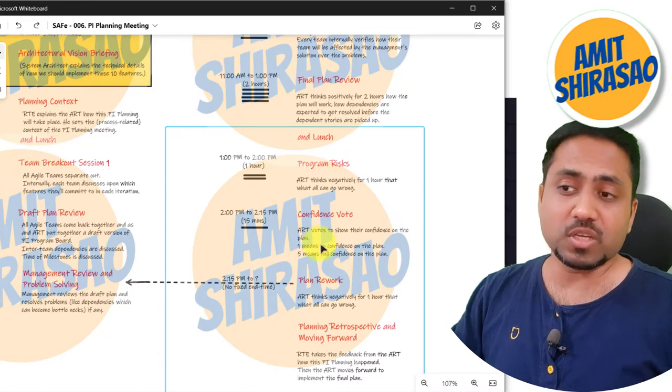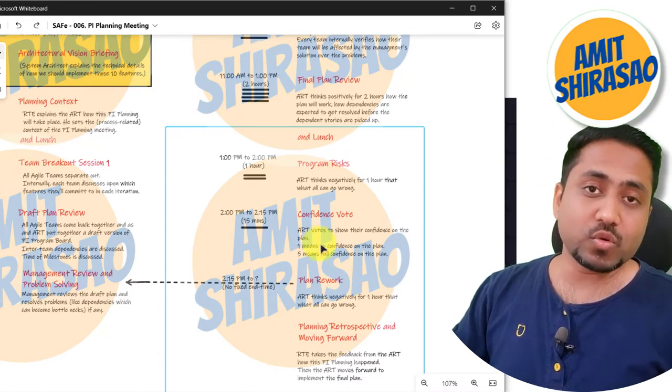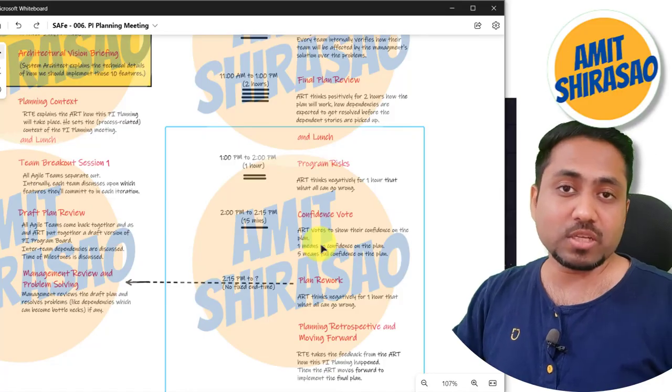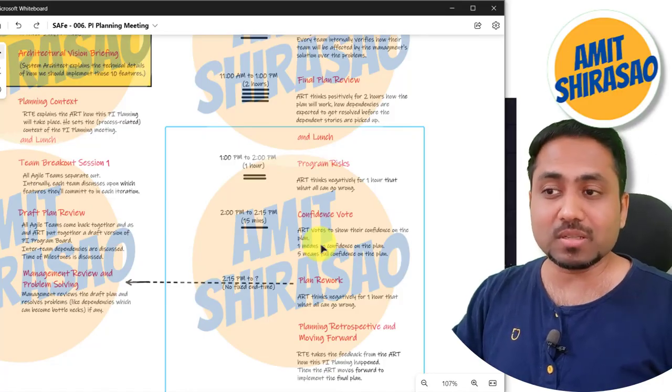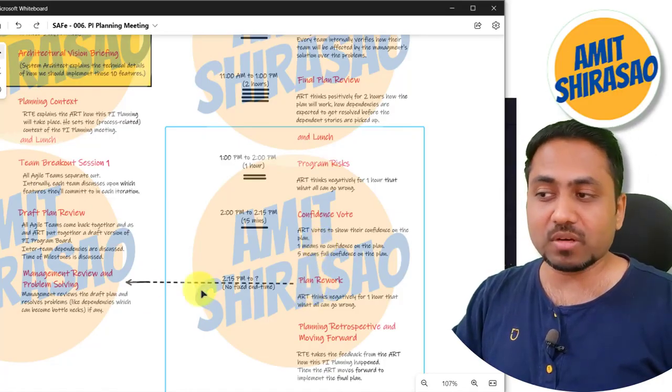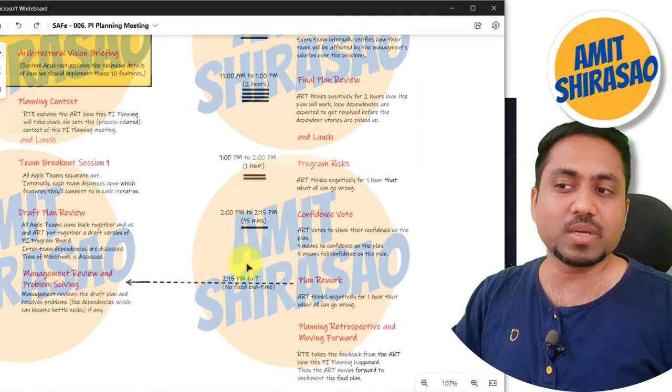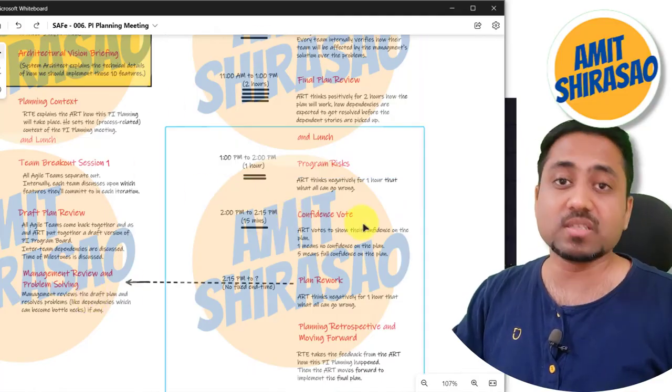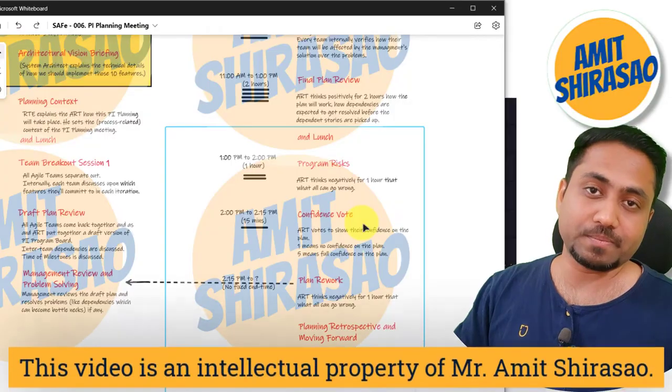Now this time, hopefully the vote is on average more than 3. If they don't, then once again you go for a plan rework. Once again the same cycle repeats. It keeps repeating unless and until your confidence vote is 3 or more than 3.